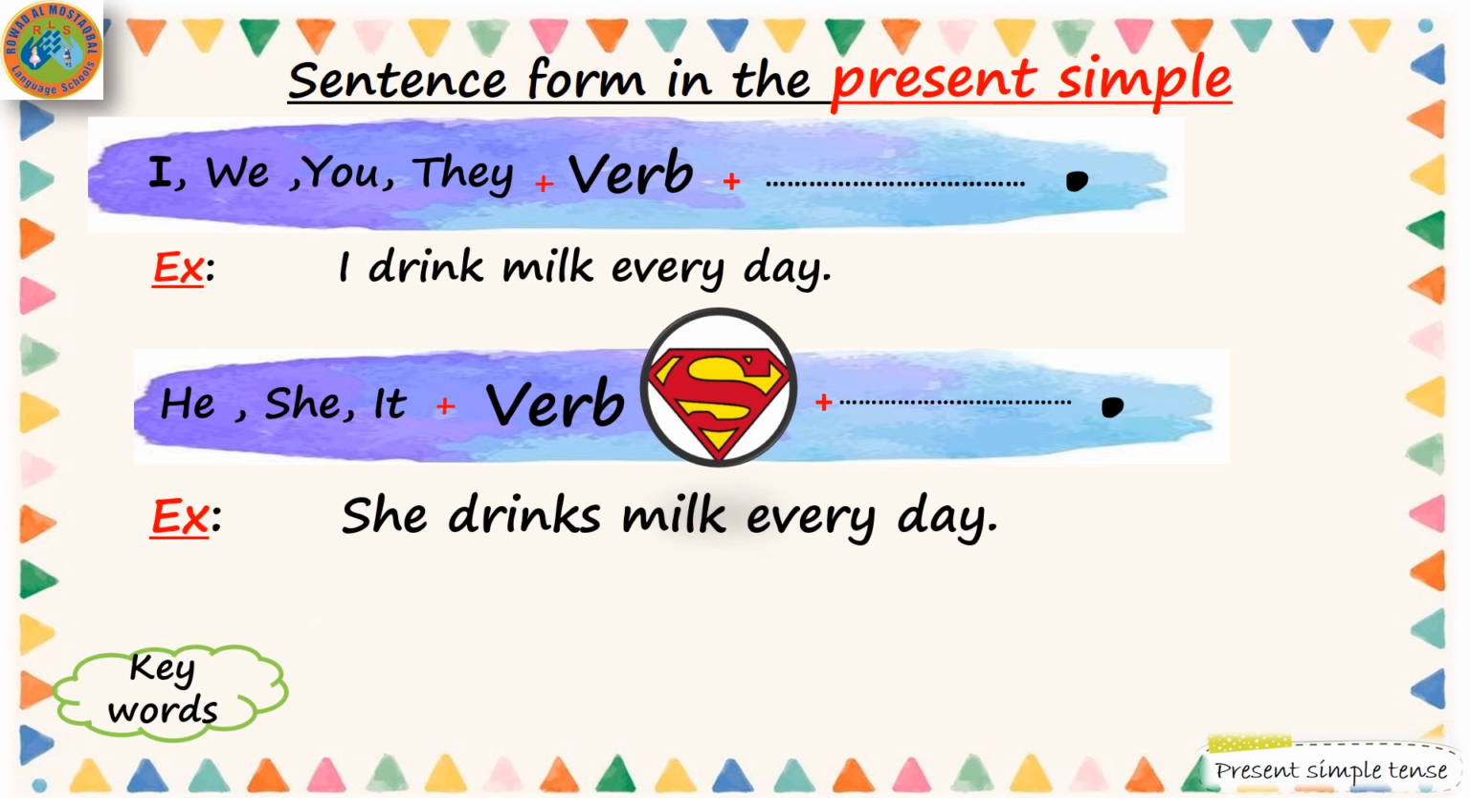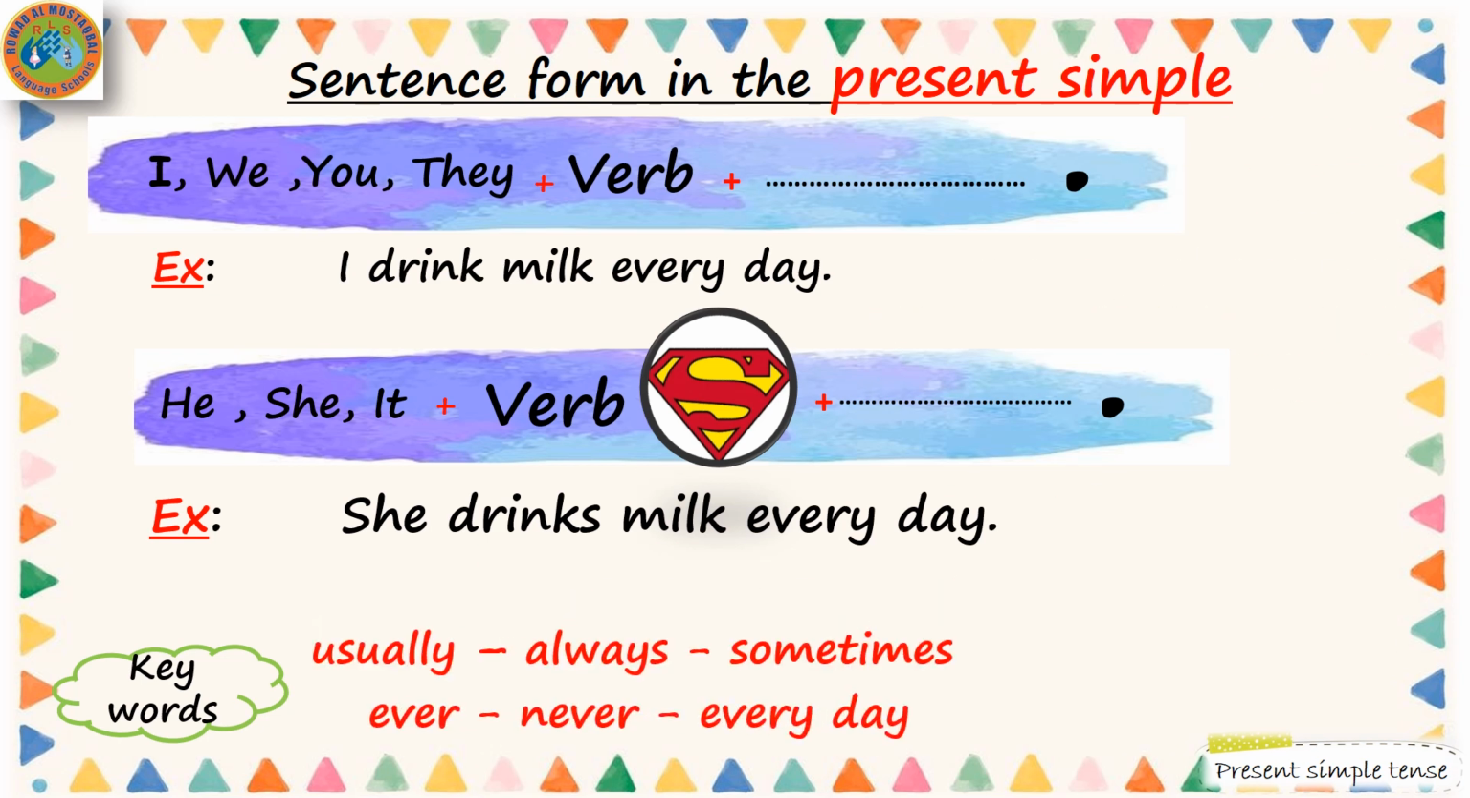Do you remember what the key words of the present simple are? Who can tell me? The key words of the present simple: usually, always, sometimes, ever, never, every day.